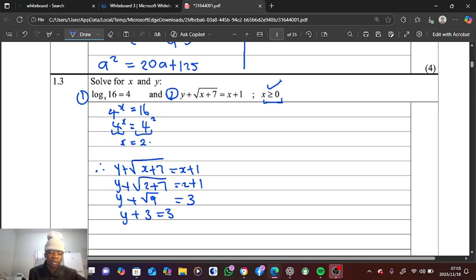Then if we're looking for y, we have to change this 3 to the other side. It's going to be y is equal to 3 minus 3. Y is equal to 0. Therefore, we can conclude that x is equal to 2 and y is equal to 0. Then we are done with 1.3.